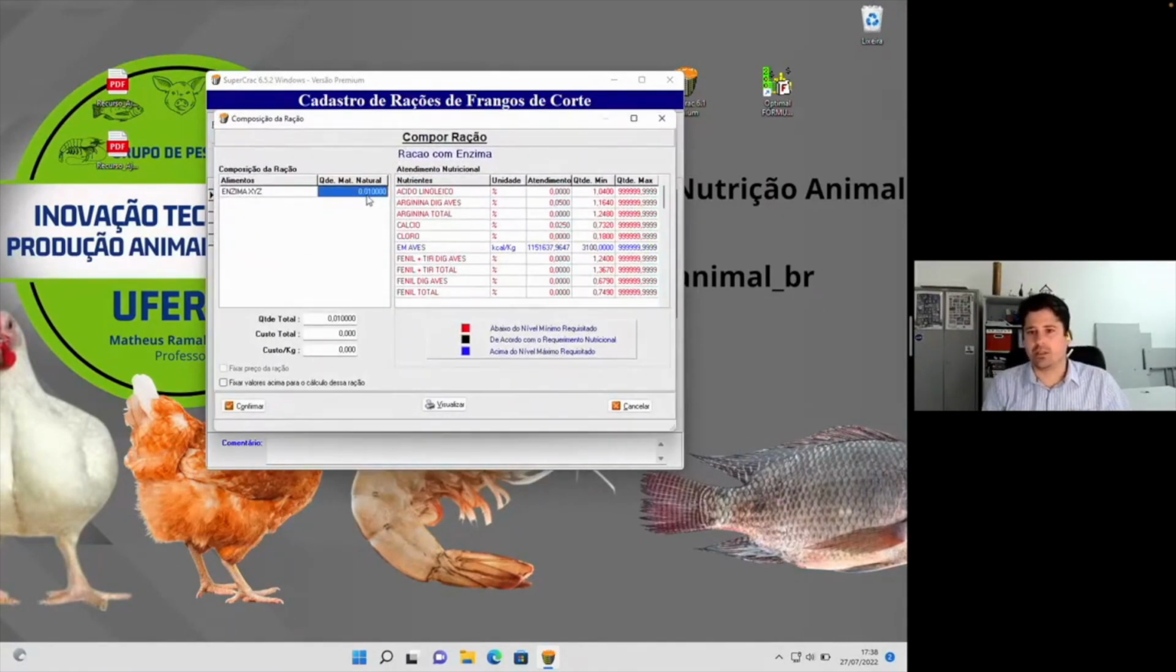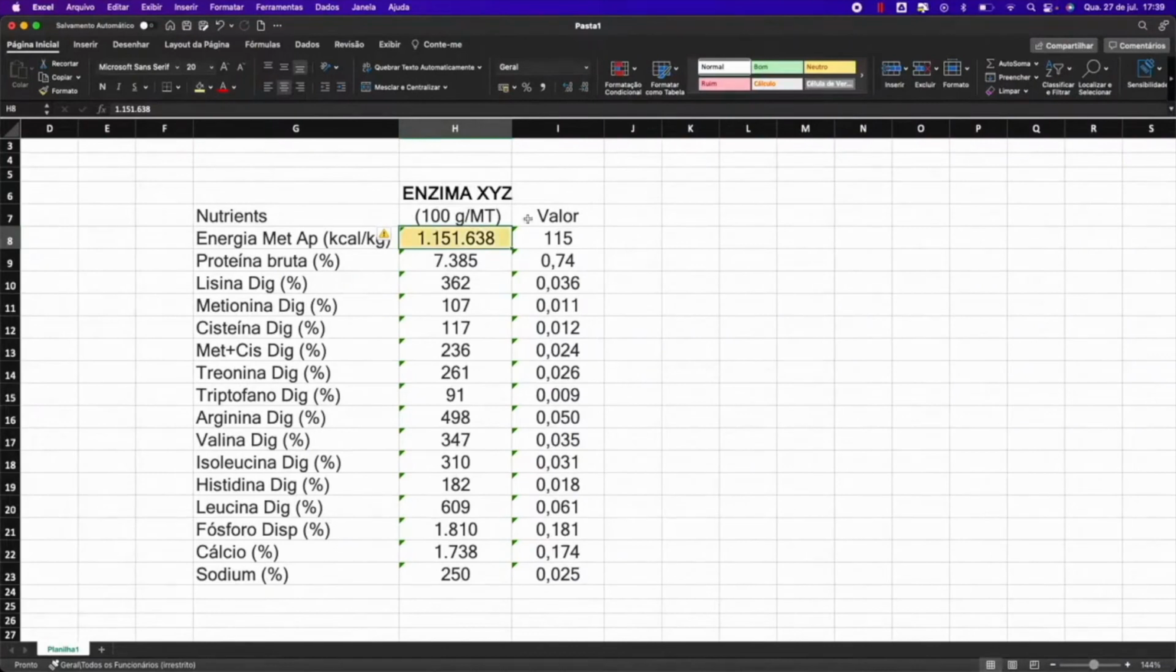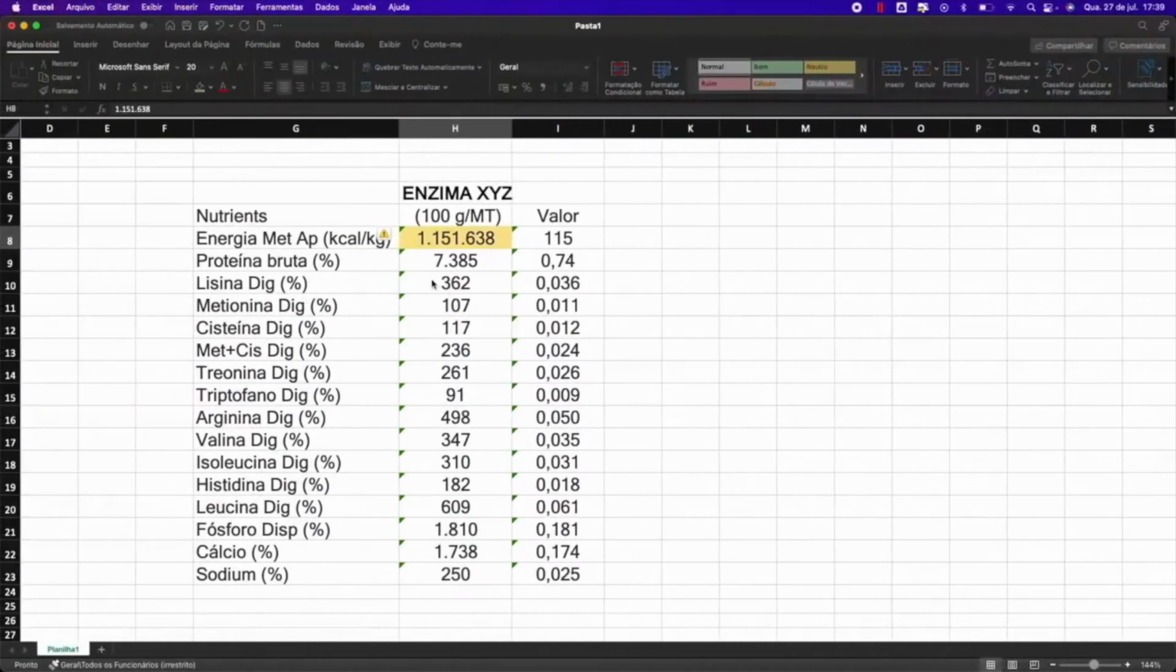Let's calculate, 100 grams per ton. Look what happens with energy. The value I put that was from the matrix is the value that goes into the ration, and it really does not make this adjustment. So what happens? What did I do? The matrix is still an enzyme. Can you calculate what it values? If you put 100 grams of this enzyme specifically, you will value your diet at 115 kilocalories, and in crude protein 0.74.